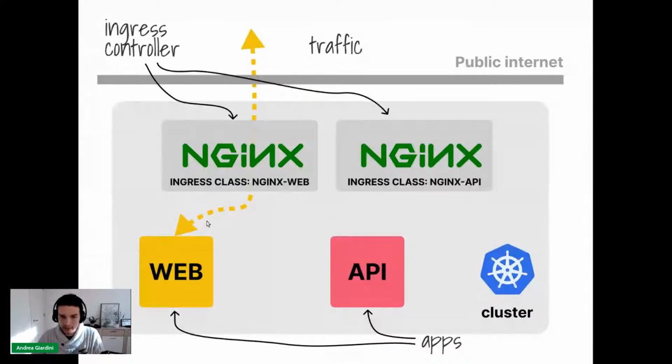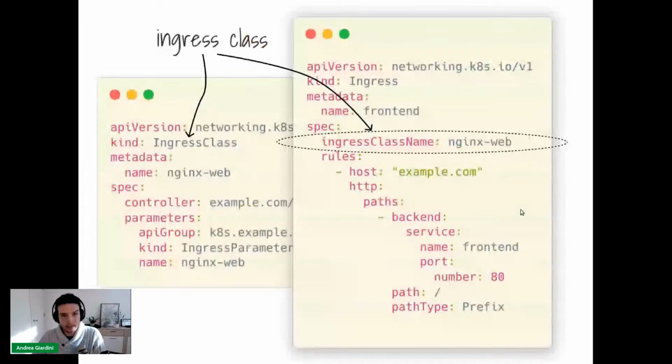If I specify Ingress class equal to NGINX-API, which is written over here, then this NGINX Ingress controller is going to handle my Ingress. How do I specify the Ingress class? I do it directly in the Ingress. As you can see, in the Ingress there is a field called Ingress class name, and I can set this field to NGINX web, NGINX-API, or whatever we might want to have in there. It's a configurable parameter that we can specify ourselves.